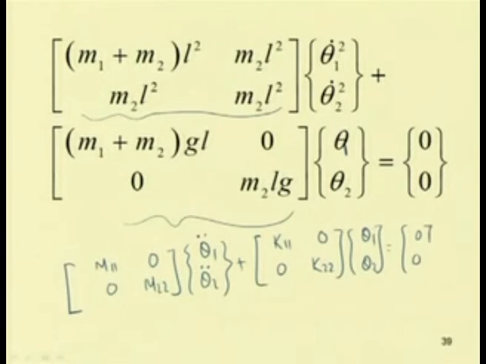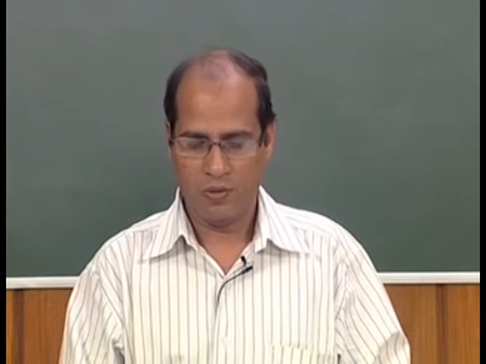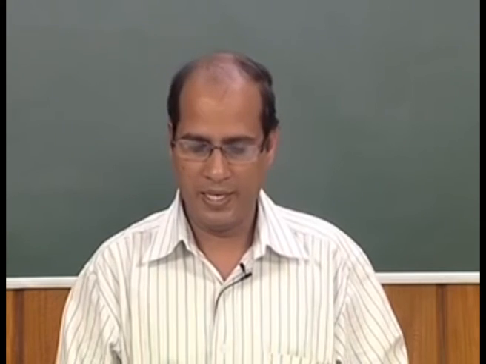So, in this case one can have two uncoupled equations. For example, the first equation is m11 theta 1 double dot plus k11 theta 1 equal to 0, and the second equation is m22 theta 2 double dot plus k22 theta 2 equal to 0. So, this reduces to that of two single degree of freedom systems, and one can find the solution of a single degree of freedom system equation very easily.